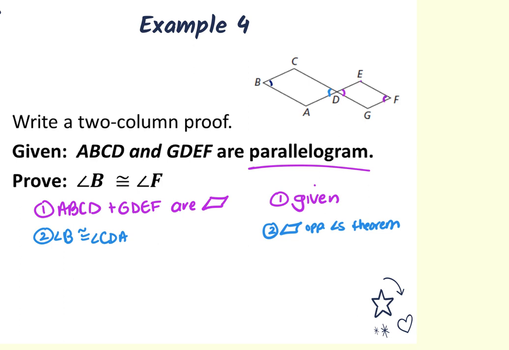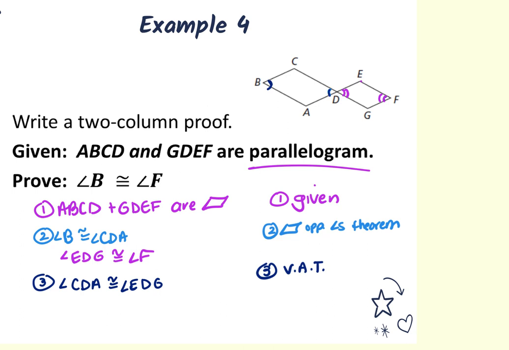And I can use the same reason for EDG and EFG, or angle F, because that one only has 1 letter. So I could put those together because they both have the same reason. So those would have double tick marks. Then I can say angle CDA is congruent to angle EDG, and that's the vertical angles theorem.